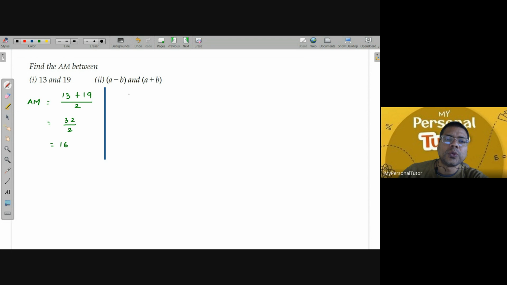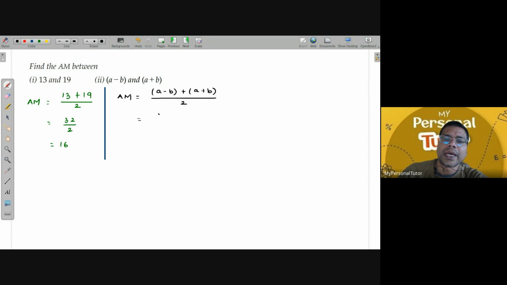Same way, the second question is also very simple. Here also there are two terms given to you. One of the terms is a minus b and another term is a plus b, right, Arohi? So if you have to find the arithmetic mean of these two numbers, what do you have to do? You have to take the first number, that is a minus b, plus the second number, that is a plus b, and the whole thing you have to divide by 2, right? Because there are only two numbers. We are just taking the average of these two numbers.